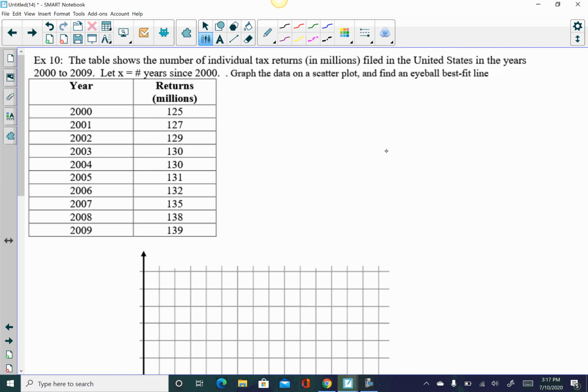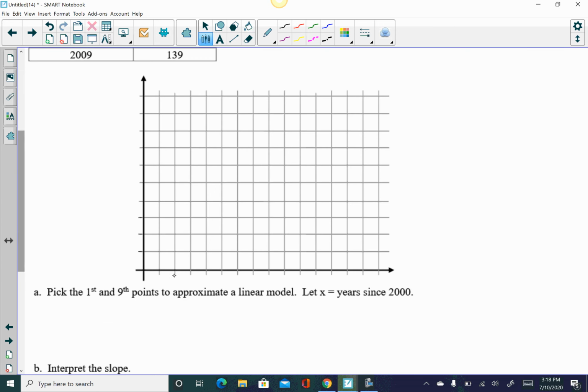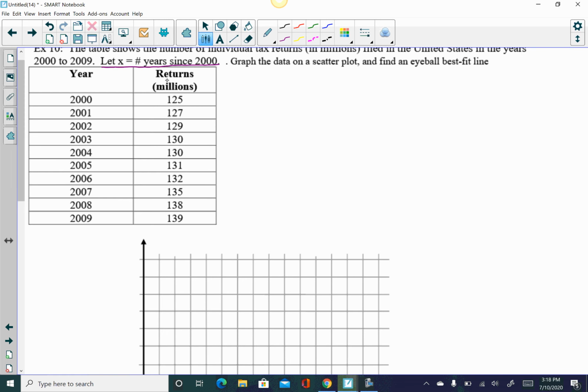All right, so first thing we want to highlight here is they're telling us to let x equal the number of years since 2000. So what that means is along the x-axis, I'm not going to be putting years, I'm going to be putting years since 2000. And on the y-axis, that has to be your tax returns. So this would be the number of tax returns. And of course, these would be in millions.